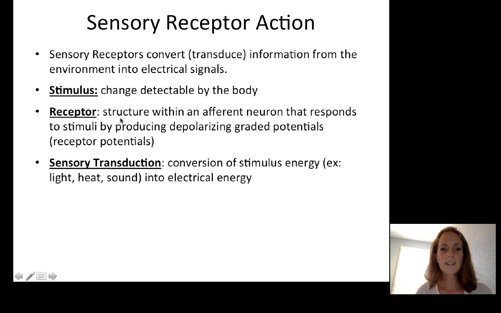So receptors are very specialized, large structures. They're not the tiny proteins we've talked about on membranes. These sensory receptors are attached to or within afferent neurons, and they will produce depolarizing graded potentials or receptor potentials. They will then have sensory transduction, which will convert the stimulus, light, heat, sound, pressure, etc., into electrical energy.